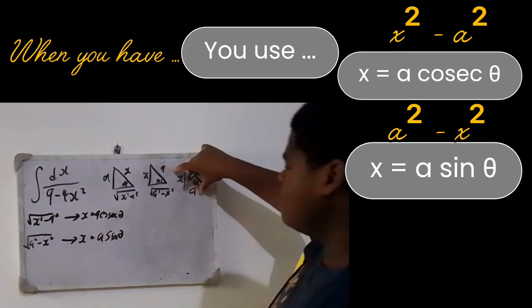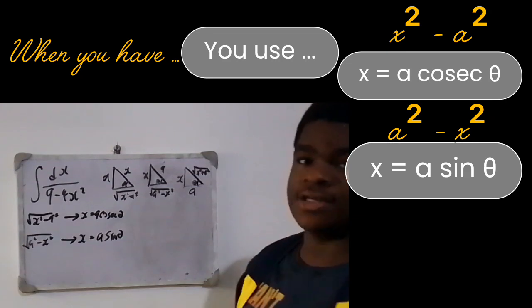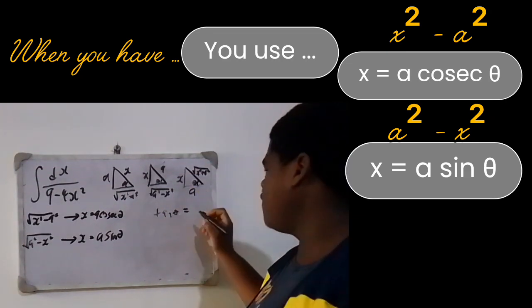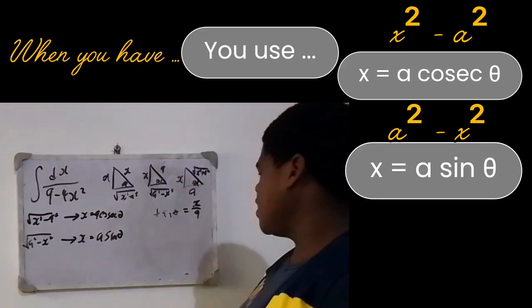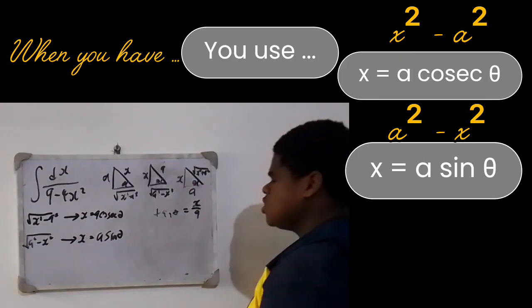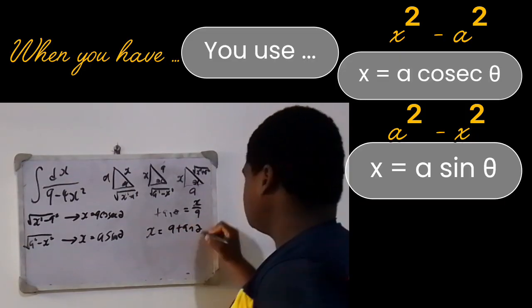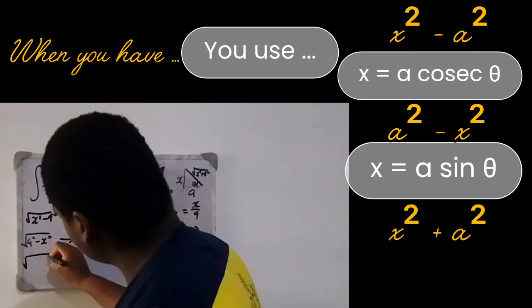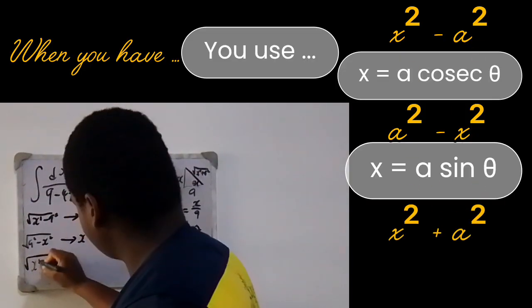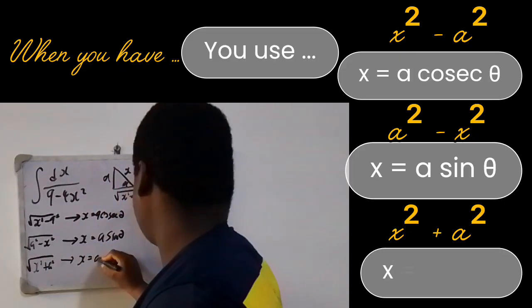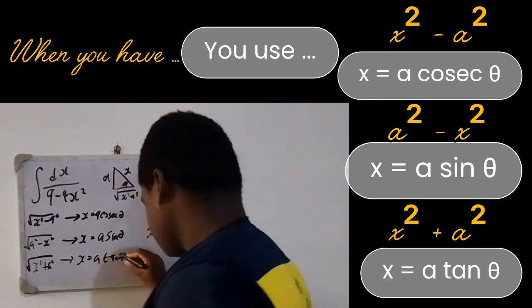Now let's do the same thing for this triangle. Now we need to find something that relates a and x. Well, tangent relates them. So we have tan theta is going to equal opposite over adjacent. So that's x over a. Now if you cross multiply both sides, you have x is equal to a tan theta. What this means is that when you have the square root of x squared plus a squared, the simplest one I'm going to use is x is equal to a tan theta.